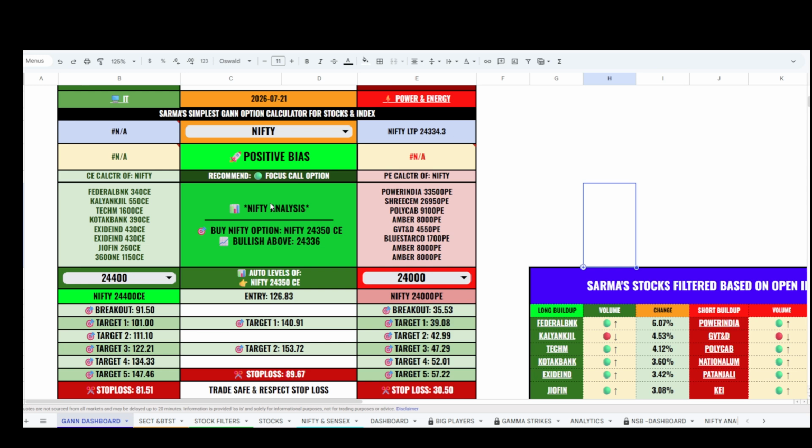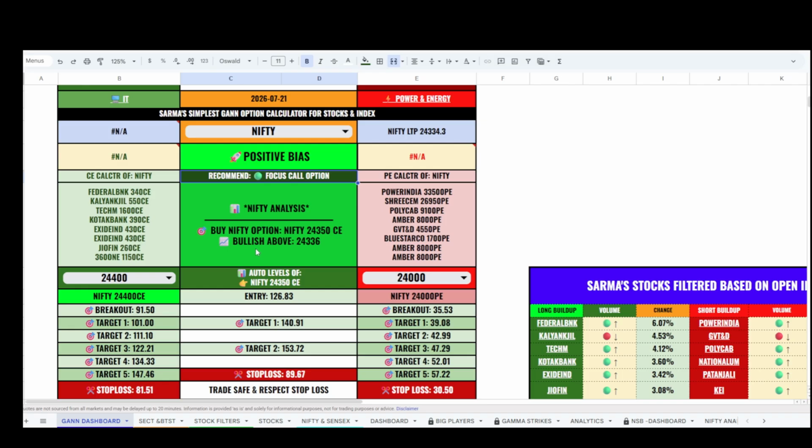This automatically gives you, once you open and select your instrument, maybe strike price, maybe Nifty, maybe stock or whatever, the moment you select, it lets you know within seconds whether it is positive or negative. Positive means bullish, negative means bearish. If it is a positive bias, that means bullish. And with that, it also recommends which side you should focus on. You should focus on call option.